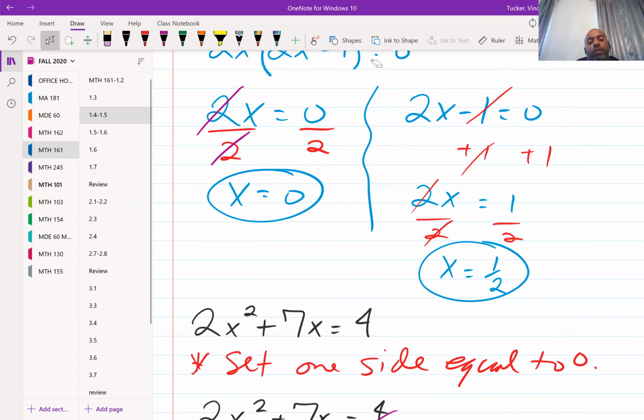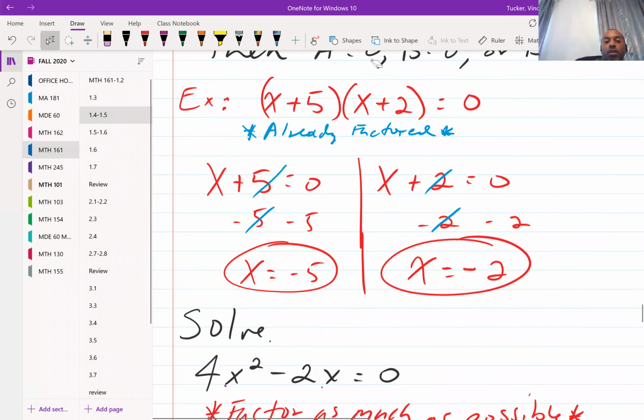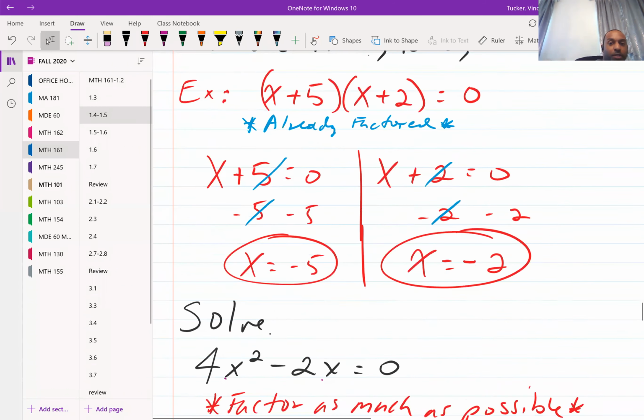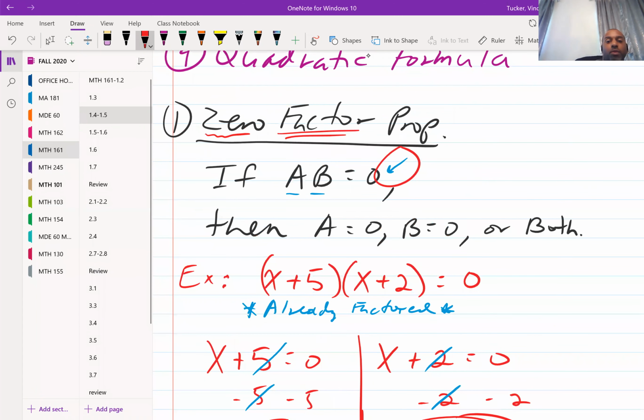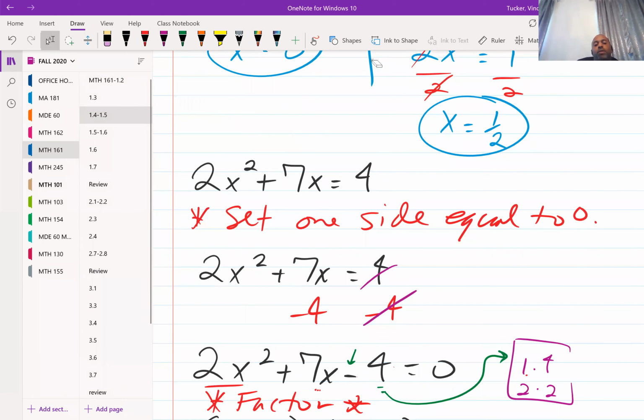All right, so here we have 2x squared plus 7x equal to 4. Now, our last one had one side equal to 0, so we didn't have to mention it. And don't forget, it's called the zero factor property. So 0 is a part of the process. You want to set one side equal to 0 if that's not the case. So that's what we did here. We have 2x squared plus 7x equal to 4. Set one side equal to 0 by subtracting 4 from both sides. And that gives us the expression 2x squared plus 7x minus 4 equal to 0.